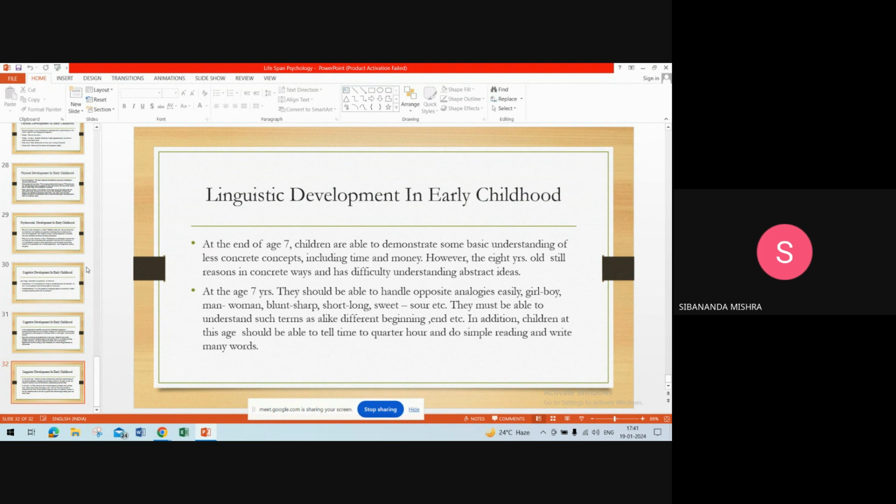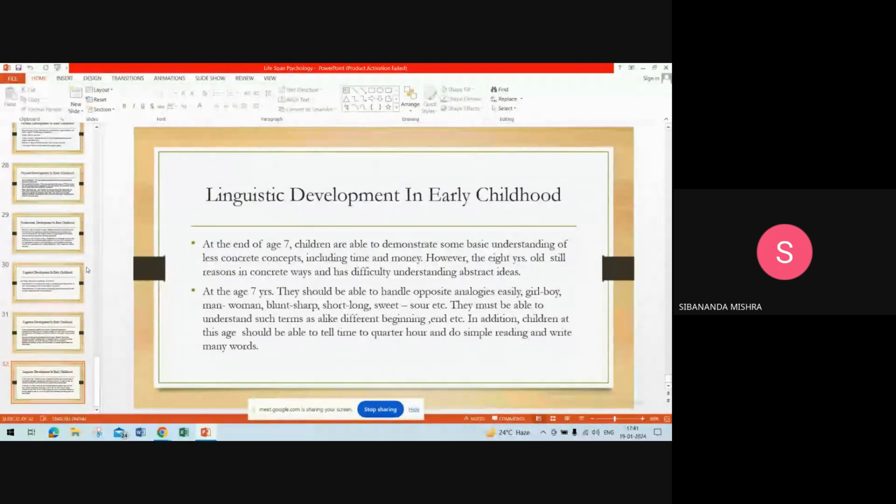So, so far as nature and nurture are concerned, this is very important. Both are correlated. Unless there is nature, you cannot develop. Unless there is environment, you cannot develop properly. Both are interdependent.